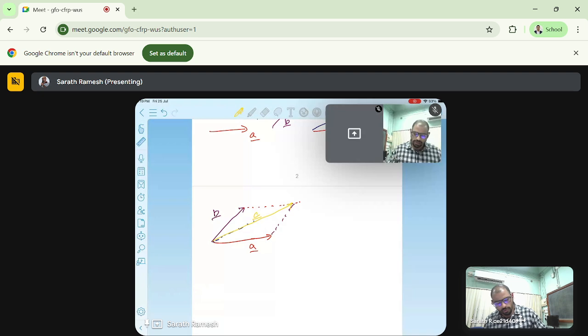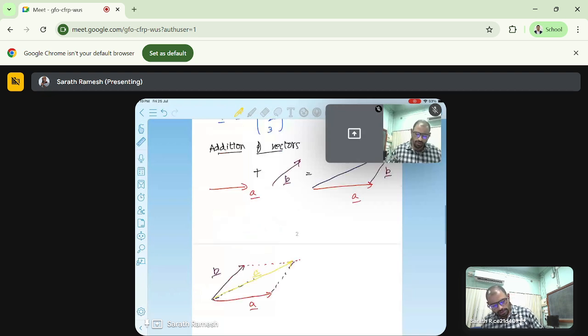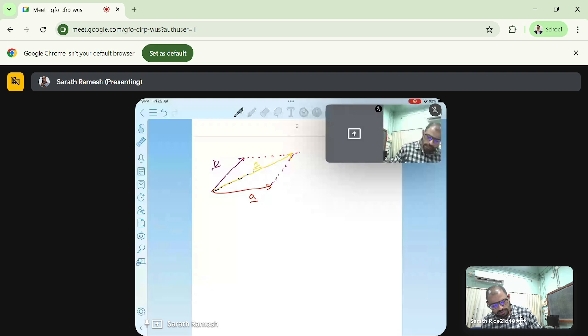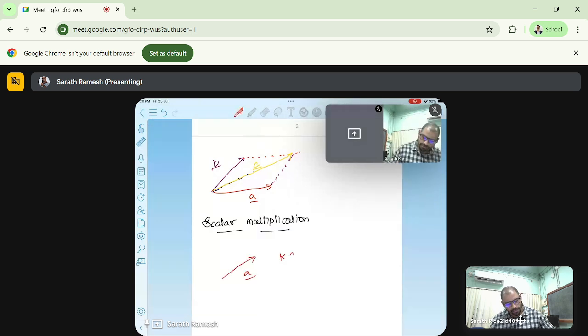And how about multiplication of vectors? We say scalar multiplication. I have a vector A, and I want to multiply it by k, giving k times A. If suppose k is 2, this vector's length will be doubled. If k is greater than 1, it will be magnified, elongated. If k is less than 1, it will be shortened. So this is all about scalar multiplication.